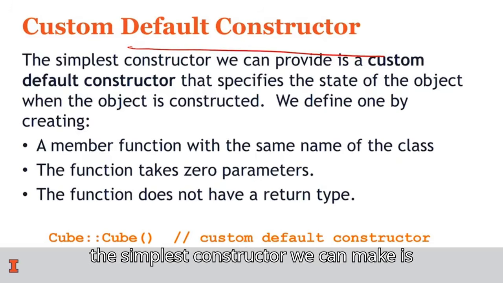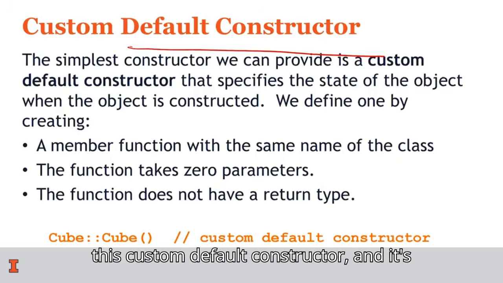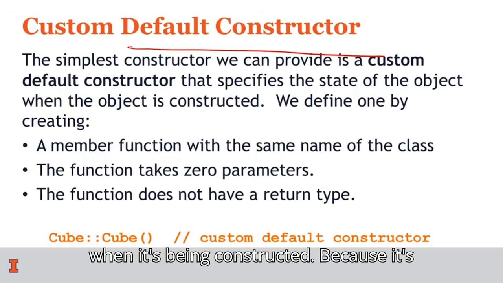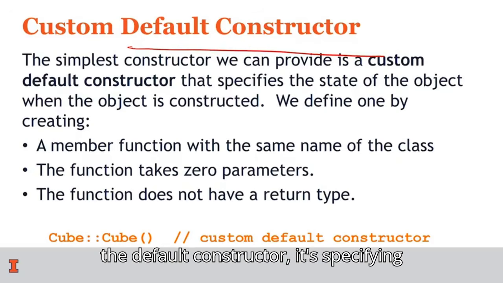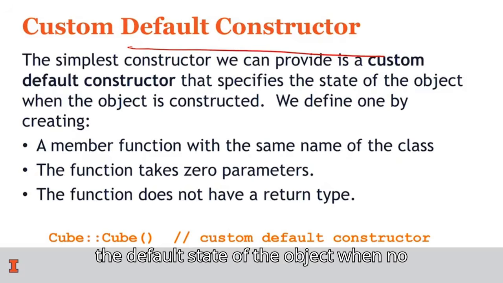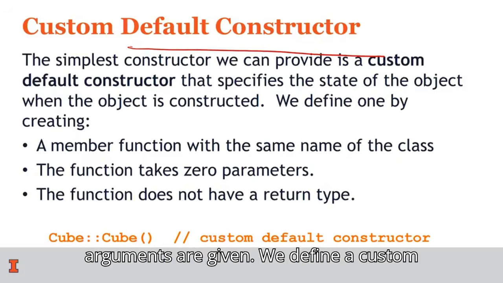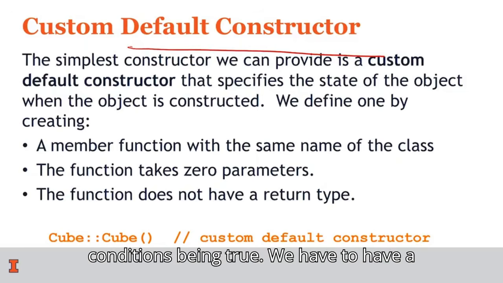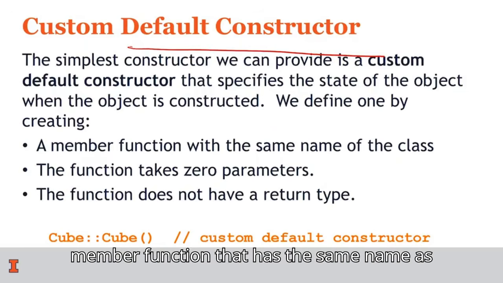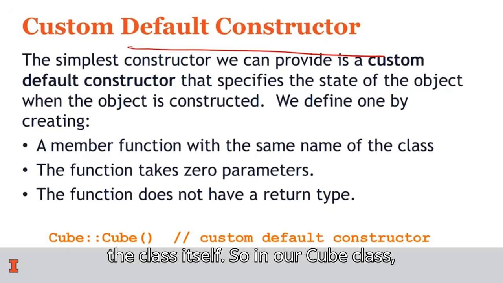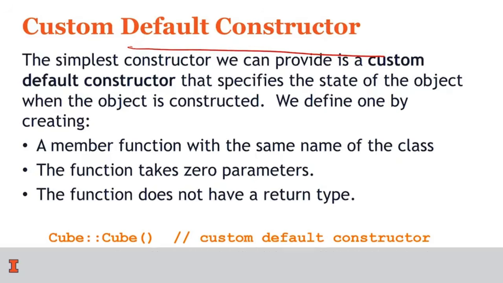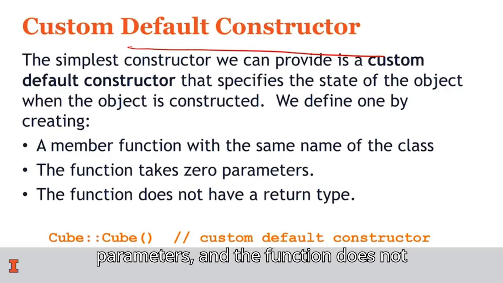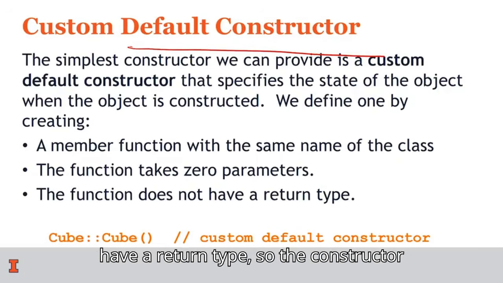The simplest constructor we can make is this custom default constructor, and it's going to specify the state of the object when it's being constructed. Because it's a default constructor, it's specifying the default state of the object when no arguments are given. We define a custom default constructor by having 3 conditions being true. We have to have a member function that has the same name as the class itself. So in our cube class, the name of the function is going to be cube. The function needs to take 0 parameters, and the function does not have a return type.